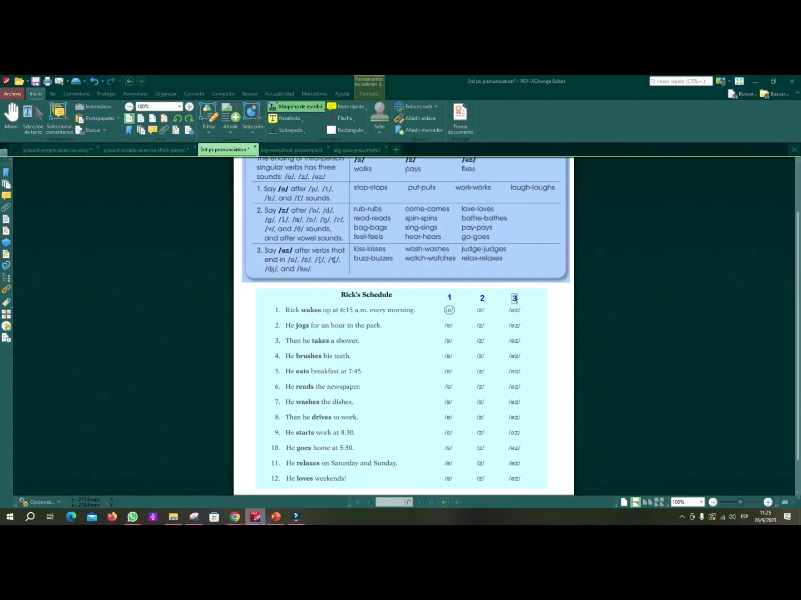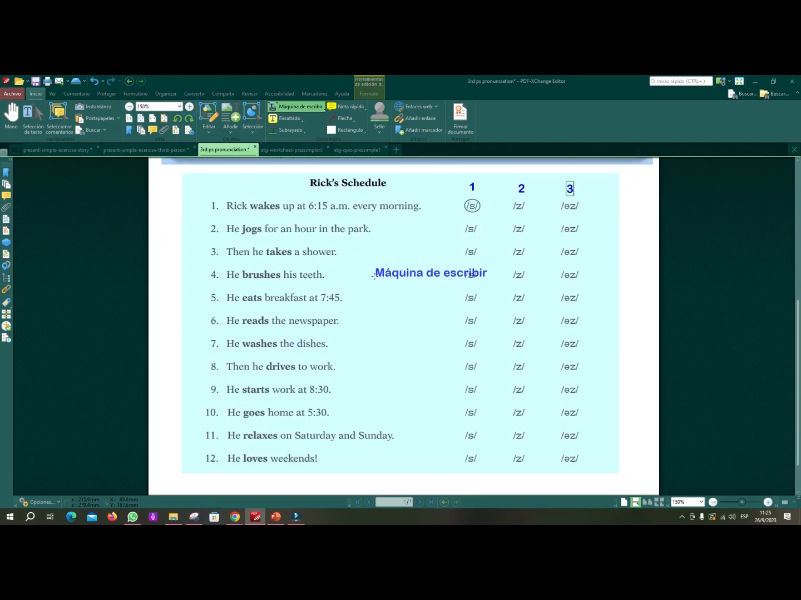Okay, let's check the answers. Here you have the number 2. He jogged for an hour in the park. Which could be the correct pronunciation for this one? Carolina, which could be? Number 1, 2, or 3? ¿Cuál sería la pronunciación correcta? Caro? 1, 2, or 3? 1.